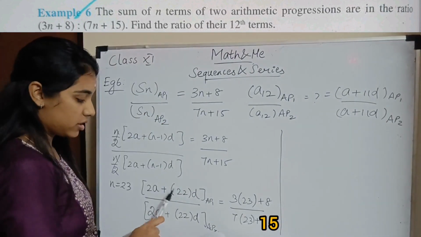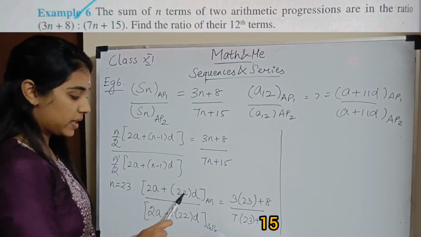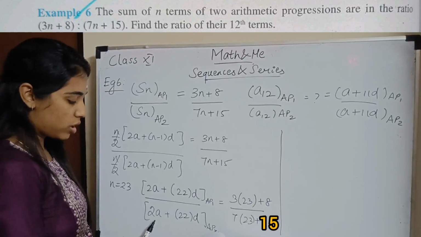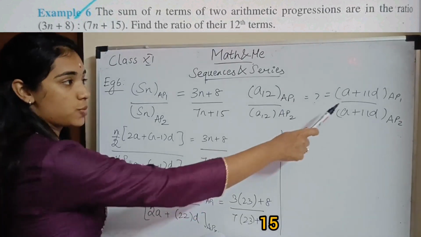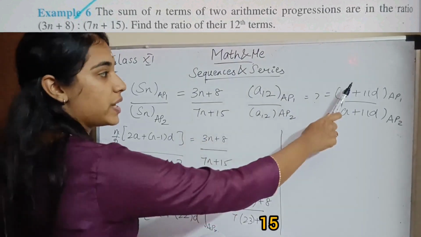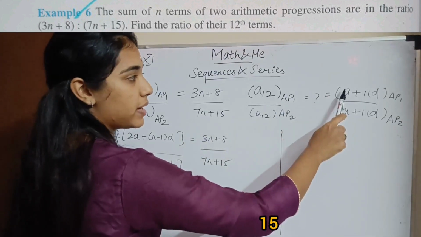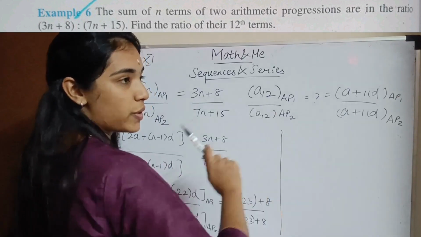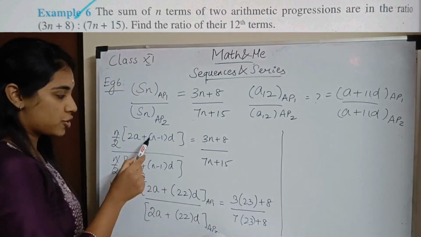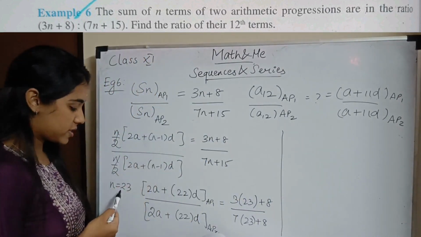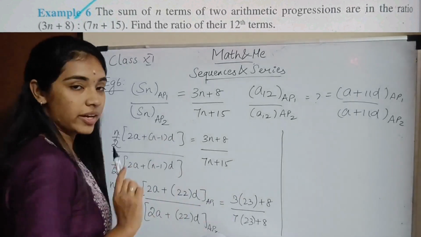Here I can take the 2 out, so I'll have A plus 11D. Here also I can take the 2 out, I have A plus 11D. So that is what is required. Correct? So what happens when you multiply the numerator and the denominator by 2? It becomes 2A plus 22D. For the 22, what should the n value be? 23. So that's why we are substituting 23 wherever you have n.